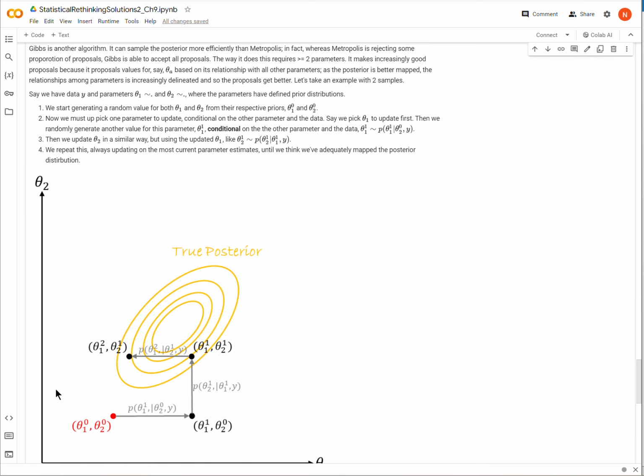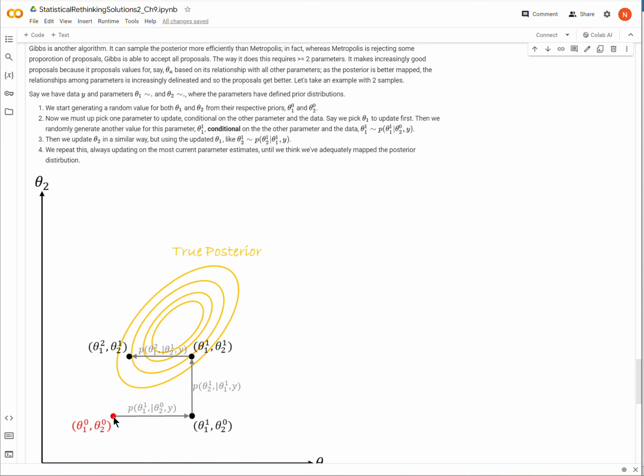So here I have my parameter space, and I see what my true posterior is right here, but again, we don't see that. We don't know that. We're trying to estimate that. The first thing I do is randomly pick theta 1 and theta 2 from their prior distributions, and I plot it right there.